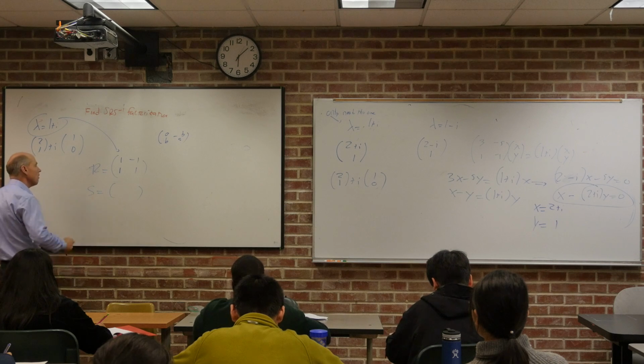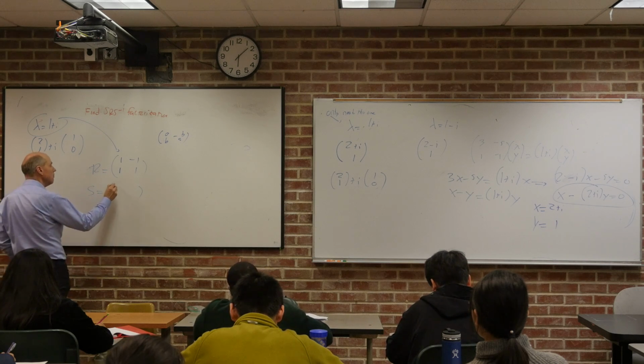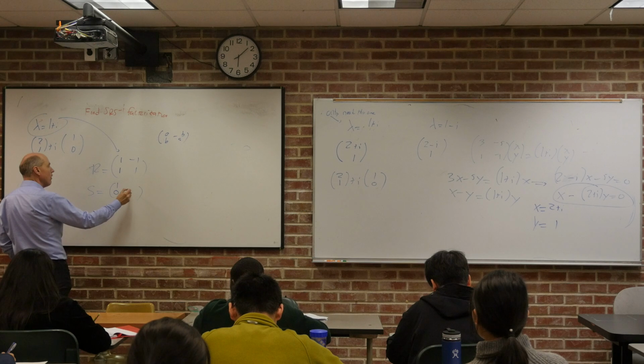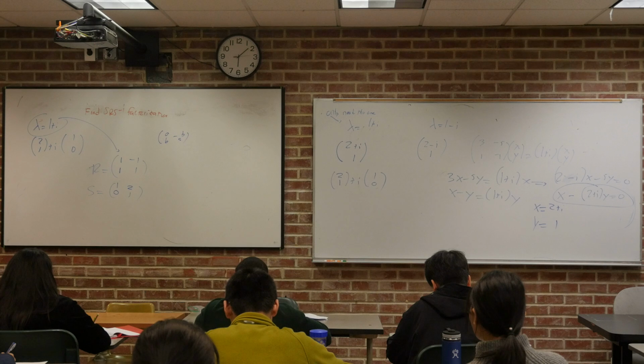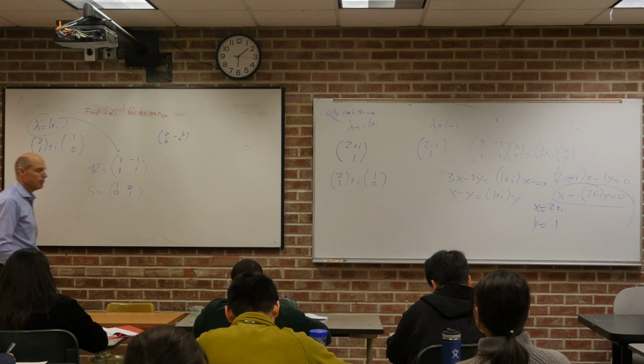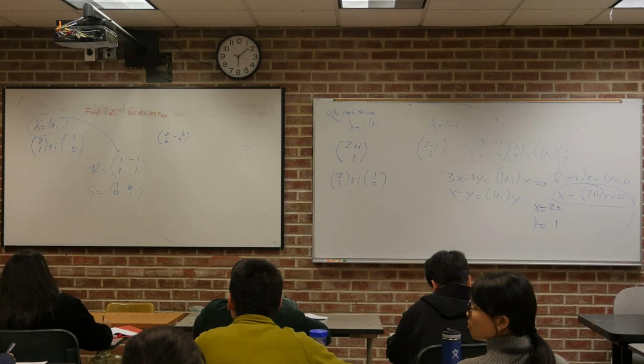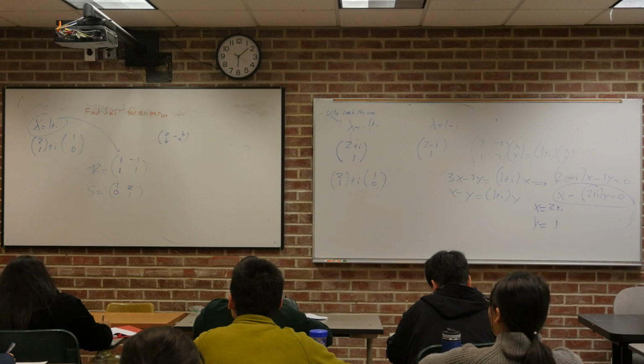So you were telling me this, first column of S, second column of S, just flip these. So for R, you could choose either eigenvalue.